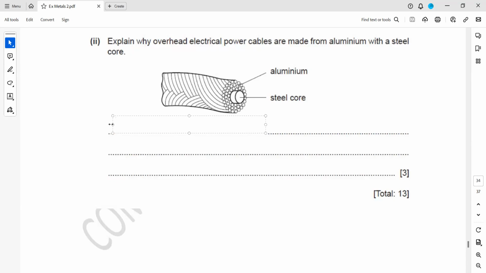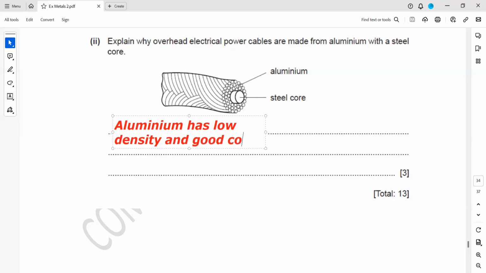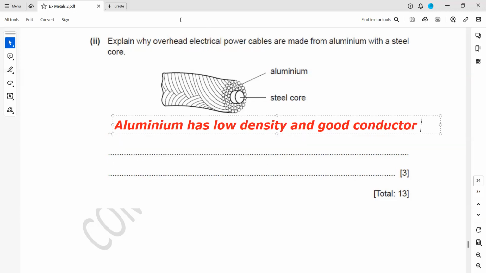First, the property aluminum has: because it's a high tension wire at a certain altitude, it has to be lifted. So aluminum has a low density and is a good conductor. The advantage of low density and being a good conductor is that we can use it for overhead electrical cables. We can easily lift it because it has low density, and as a good conductor it can easily transfer electricity.